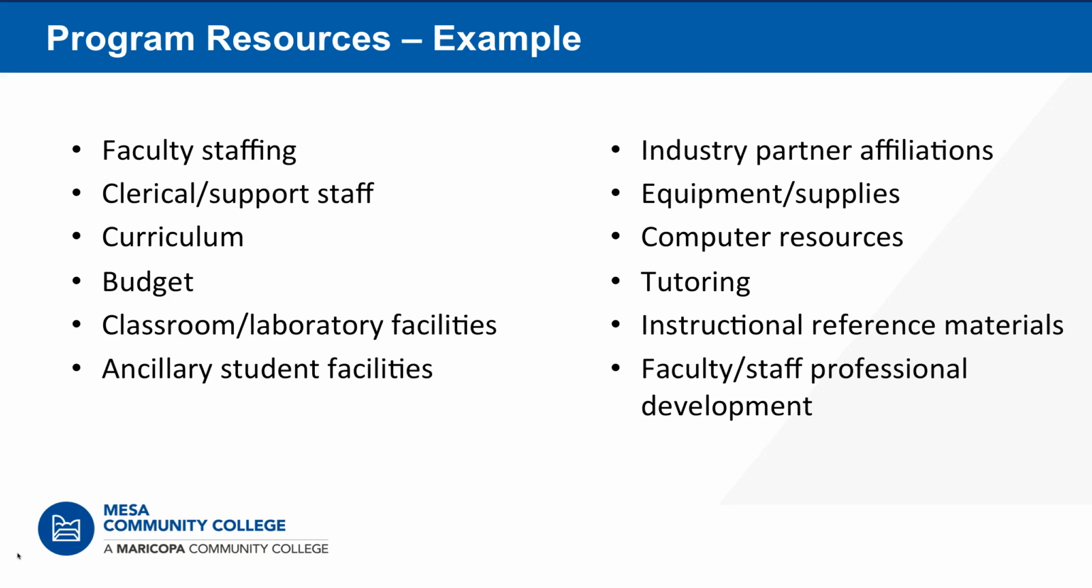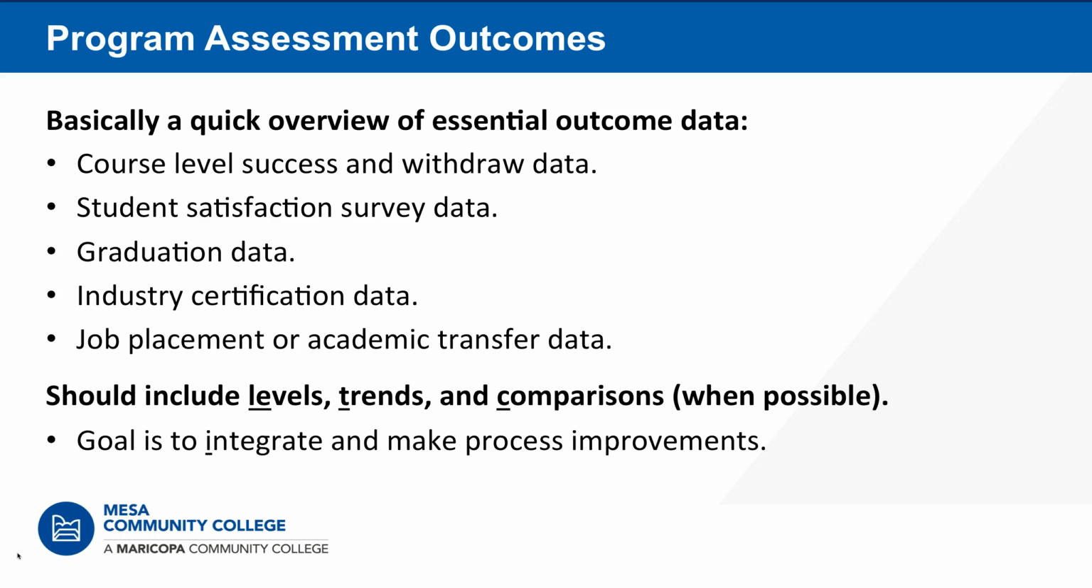So here's an example of those program resources. Anywhere from the faculty staffing to the clerical support, the curriculum, the budget. So obviously we'd have to provide some information about what our resources are so they can make a decision about whether or not that's sufficient. I find a good way to do this is a pre-meeting email that gives a state of the program that addresses these areas, and then a survey that they can respond to pre-meeting to see what the feedback is about whether or not these resources that are allocated are sufficient.